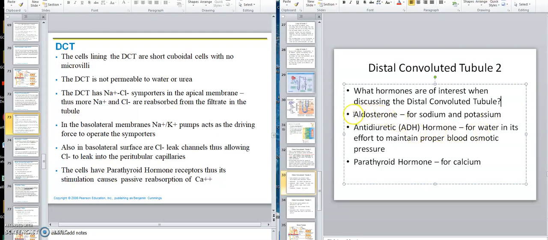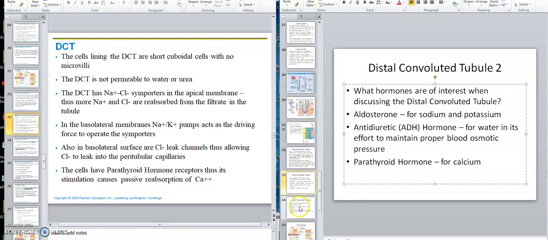Antidiuretic hormone, we actually have talked about this before in the blood vessel chapter. It is for water in its effort to maintain proper blood osmotic pressure. We'll be talking about that. And then parathyroid hormone for calcium. That's kind of an ANP1 deal there.